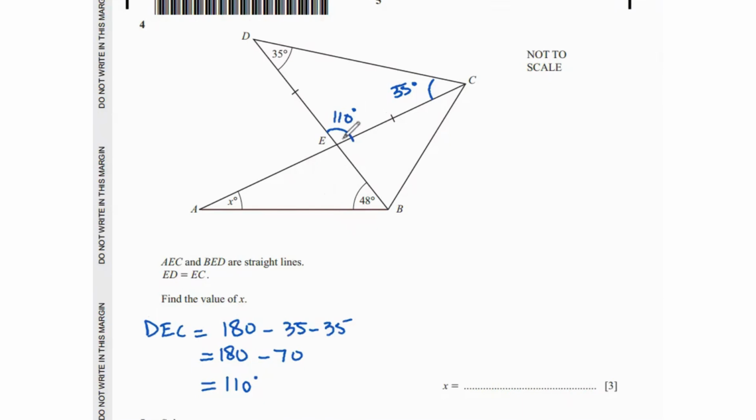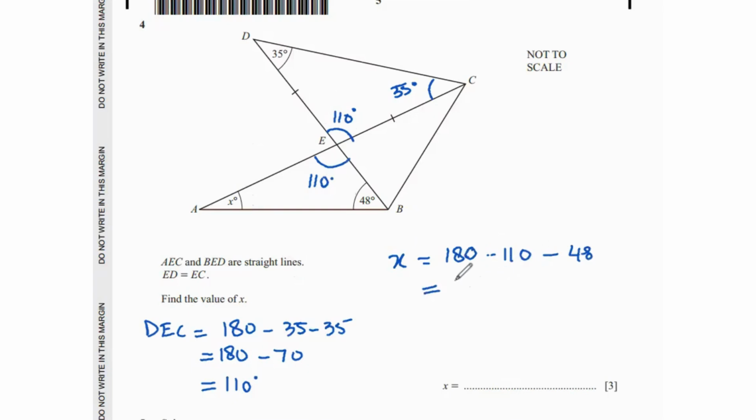Next thing you need to know is that vertically opposite angles are always equal. Since angle AEB is vertically opposite to angle DEC, that means these are going to be equal. So now if you look at the triangle AEB, we have two angles and we need to find the third one. So X would be 180 minus 110 minus 48.